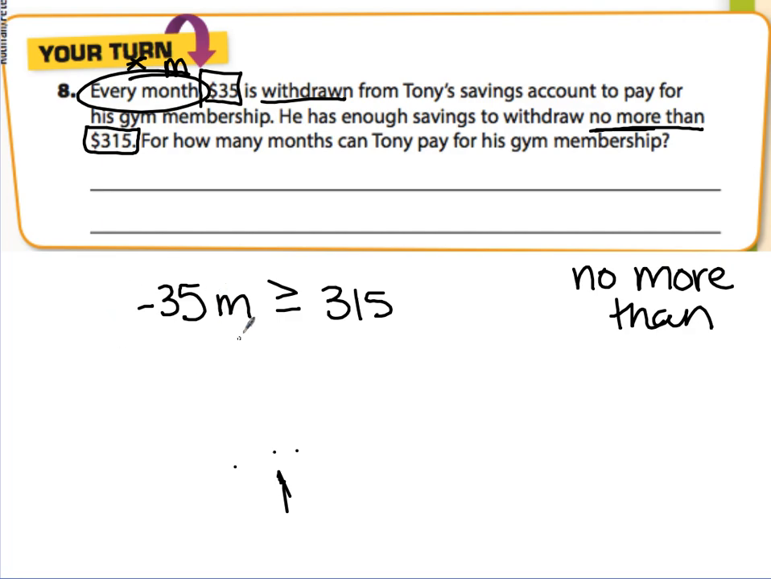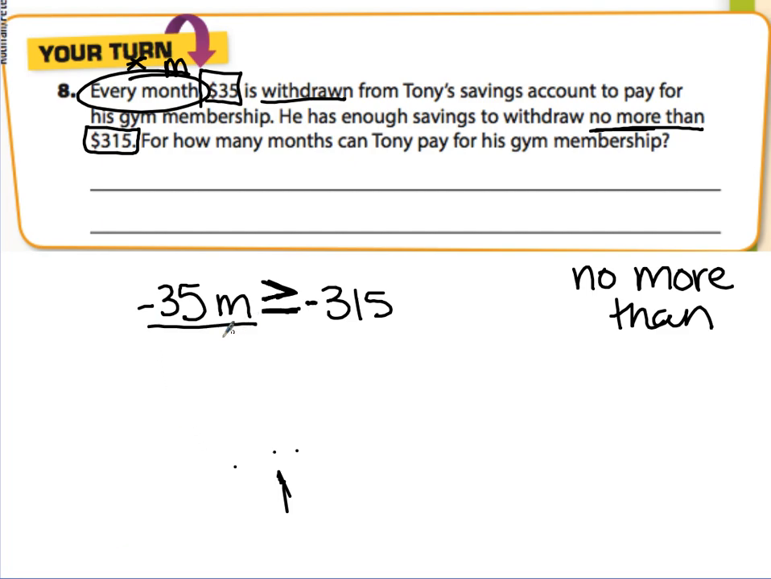So whatever he takes out has to be outside of that, and this is where it gets crazy, because it's a negative 35, and this withdrawal is a negative 315. So in this case, because it's a negative, this has to be greater than or equal to the negative 315. Even though "no more than" would technically give us the less than or equal to, in this case it's going to give us the greater than or equal to, okay?